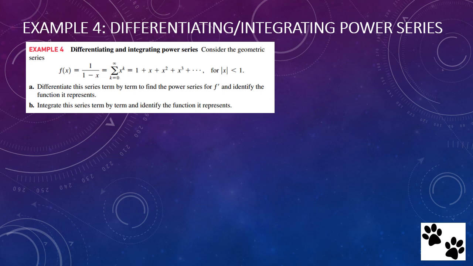Example 4, differentiating and integrating power series. Consider the geometric series f of x equals 1 over 1 minus x, which is the summation from k equals 0 to infinity of x to the power of k, which equals 1 plus x plus x squared and so on, for the absolute value of x being less than 1. Differentiate this series term by term to find the power series for f prime and identify the function it represents. Do the same thing for part b: integrate this series and identify the function it represents.